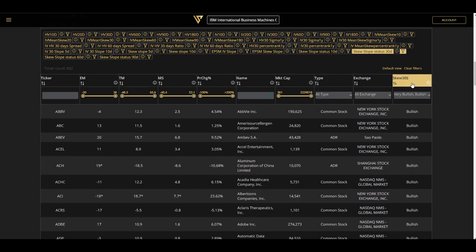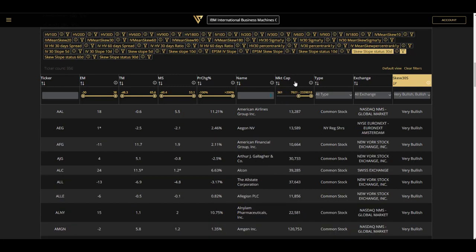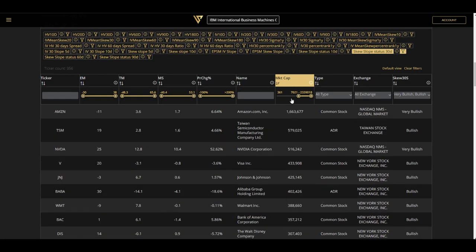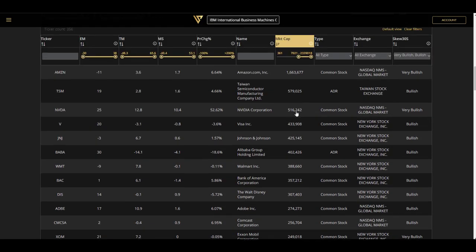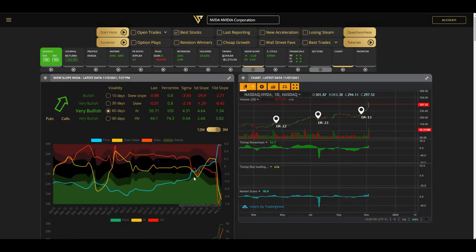I can sort them. First, get the very bullish. What I can do is limit the market cap to just big caps. Let's pick the big names and see where we are. So we got Nvidia, very bullish. Let's have a look. So see how Nvidia obviously just shot up, right?